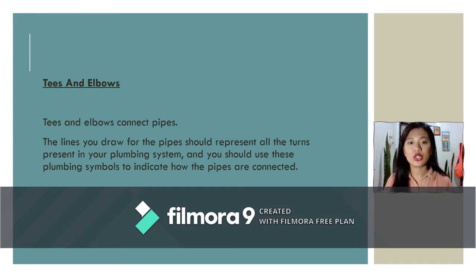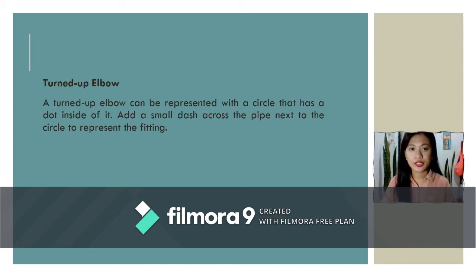You will also need to draw P-traps in your plans or diagrams. The line that represents the pipe should form the shape of the P-trap by dropping and going back up. You will need to draw a fitting at the end of the P-trap. Turned up elbow. A turned up elbow can be represented with a circle that has a dot inside of it. Add a small dash across the pipe next to the circle to represent the fitting. Note that the vertical dash shouldn't be adjacent to the circle.